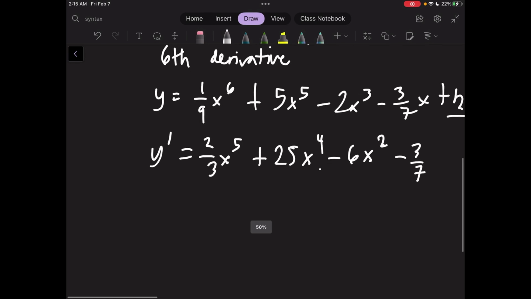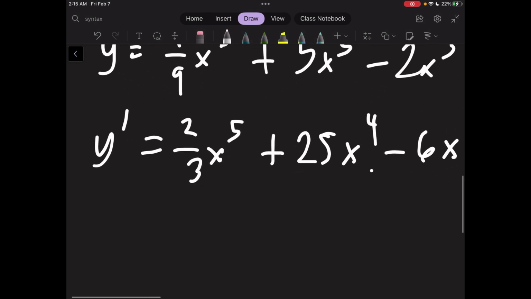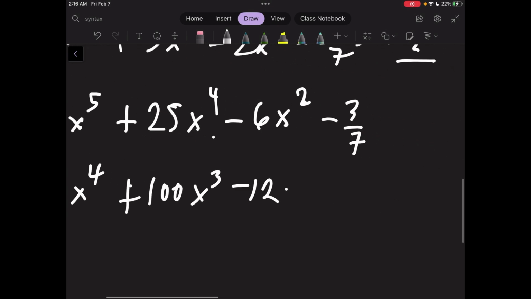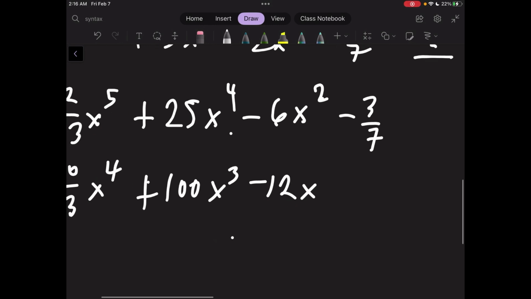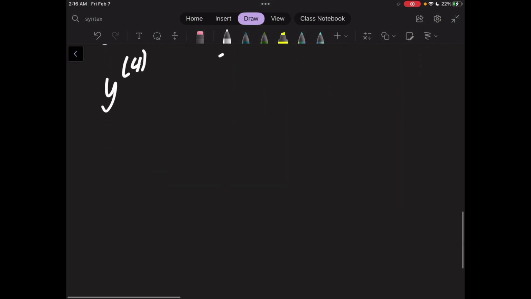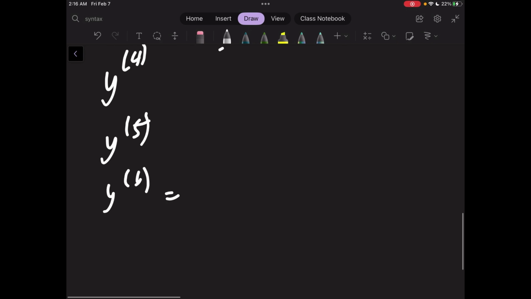Since we need to find the sixth derivative, well, let's do this 5 more times. So y double prime, the second order, is this one: 5 times 2/3 is 10 over 3, x raised to 4, plus 4 times 25, 100, x raised to 3, minus 12x, minus 0, since 3/7 is a constant. Now our third derivative, let's also write the fourth one and the fifth one and the sixth one, just so we're prepared for later on.